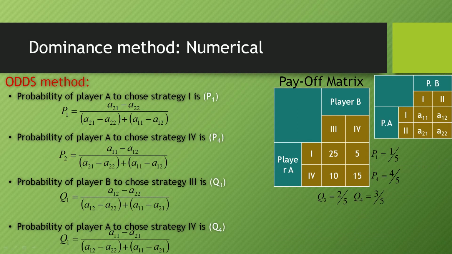Odds method. These are the formulas to calculate the probabilities of the strategies. For where these formulas have come from, check the detailed explanation of the odds method given in the description box and above. So the probability of player A to choose strategy 1 is 1 by 5. The probability of player A to choose strategy 4 is 4 by 5. The probability of player B to choose strategy 3, Q3, is 2 by 5. The probability of player B to choose strategy 4, Q4, is 3 by 5. The value of game is 30.